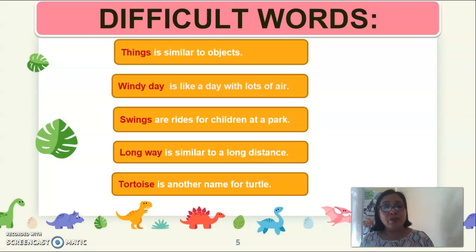Well, I have some difficult words that you might try to understand. The first word is things, which is similar to objects. Windy day is like a day with lots of air. Swings are rides for children at a park. Long way is similar to a long distance. Tortoise is another name for turtle. Okay? These are the difficult words that I thought you might have problems with. If they are not, you can look for others.